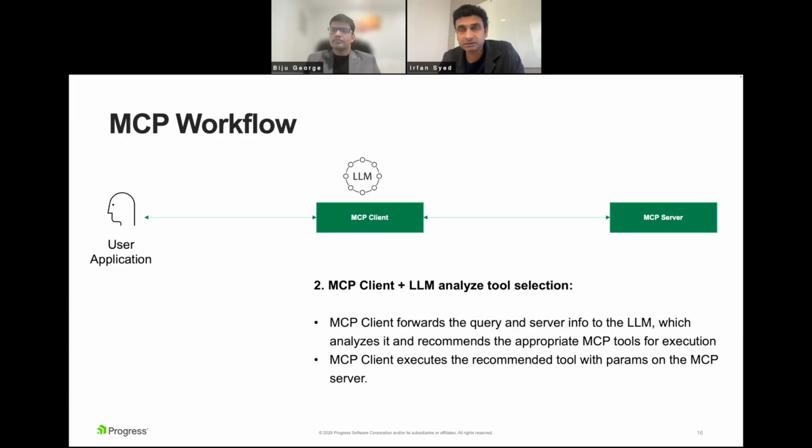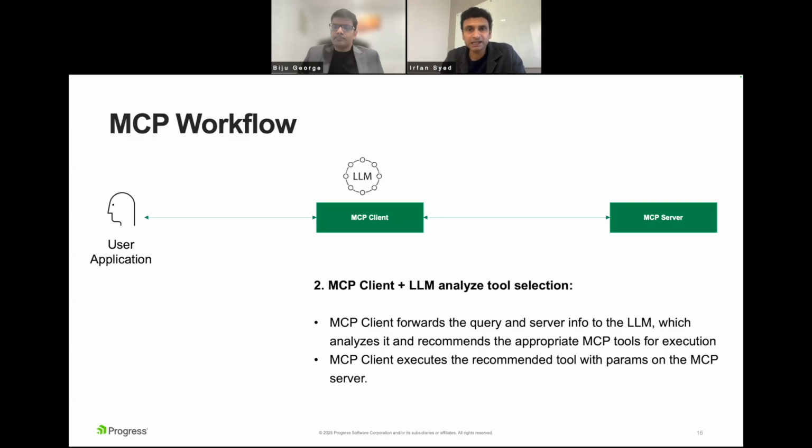What does server info mean here? It means that by this time, when the MCP client interacted with the MCP server as part of initialization, it has knowledge about the tools, the prompts, and the resources that the MCP server supports. So it takes all the information and the requested query and takes it all the way to the LLM and says, I have this question and I have this context of the APIs that I can execute. Recommend to me which tool I should execute.